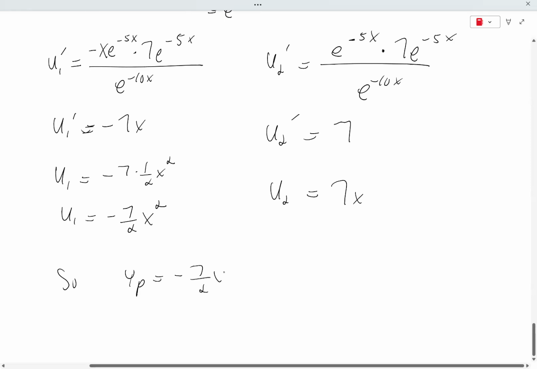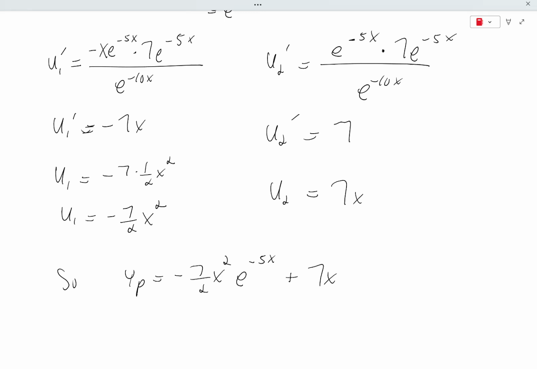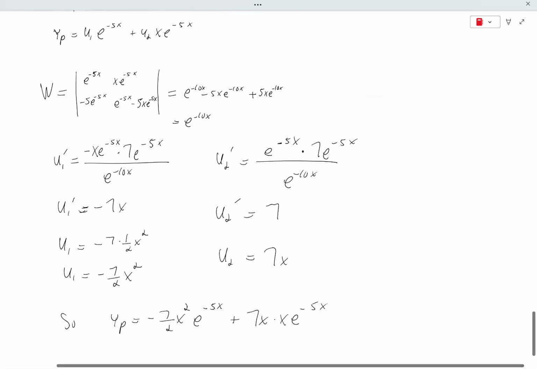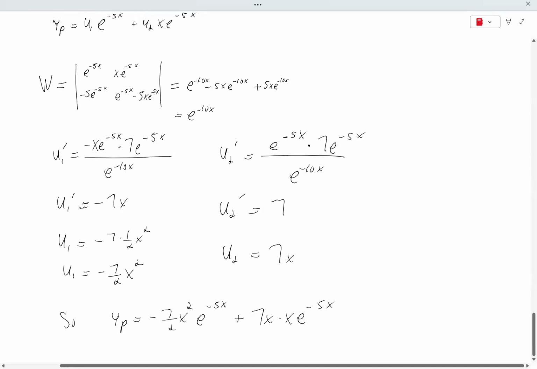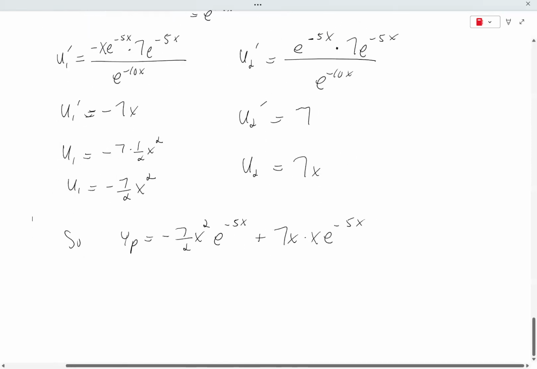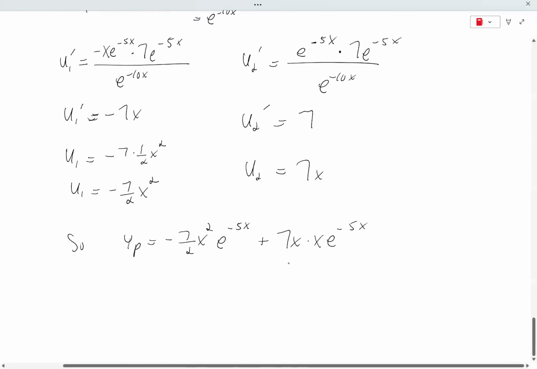It's negative 7 halves x squared times e to the negative 5x plus 7x, that's u sub 2, times x e to the negative 5x, right? Because you get this here then, like that. Okay, and in this case, it actually simplifies somewhat here. Yeah, so that's the particular solution there.